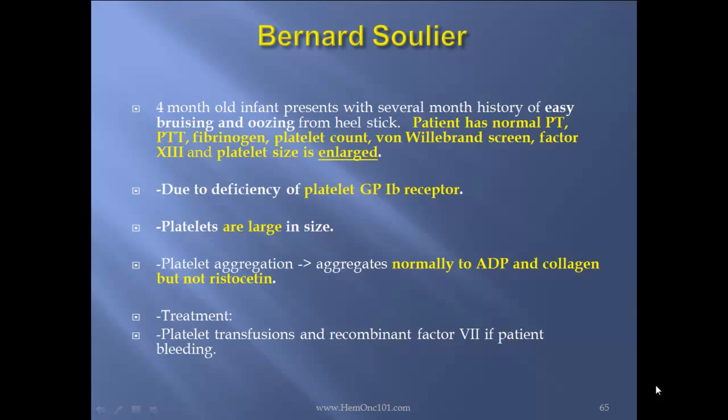Bernard-Soulier, case report. A 4-month-old infant presents with several month history of easy bruising and oozing from a heel stick. Patient has normal PT, PTT, fibrinogen, platelet count, mixing study, factor 13, and platelet size is enlarged, keyword. Due to deficiency of platelet GP1B receptor, which may be diagnosed via flow, platelets are large in size, and platelet aggregation aggregates normally to ADP and collagen, but not ristocetin. Treatment, platelet transfusions, and recombinant factor 7 in patient bleeding.